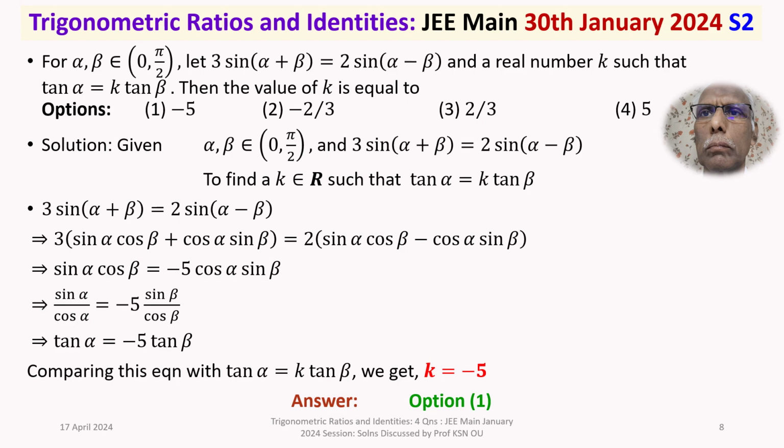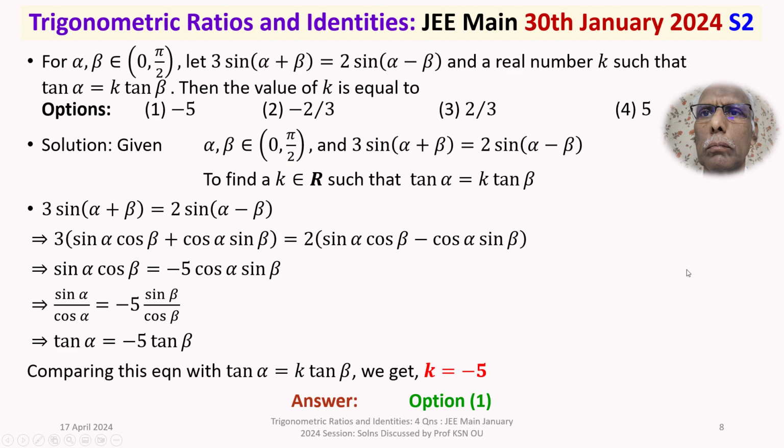I make a remark. In all these steps, at no point of time have we used the fact that alpha, beta belongs to 0 to pi by 2, except at dividing by cos alpha cos beta. Otherwise, we have not used this condition at all.